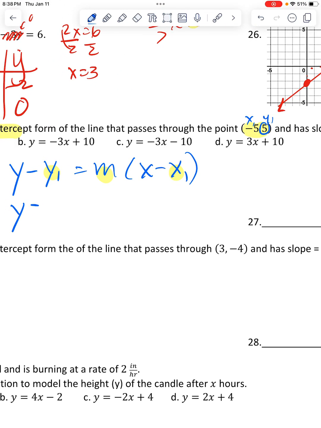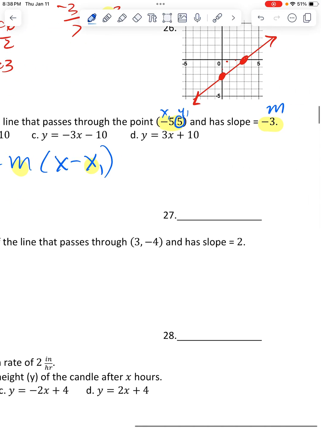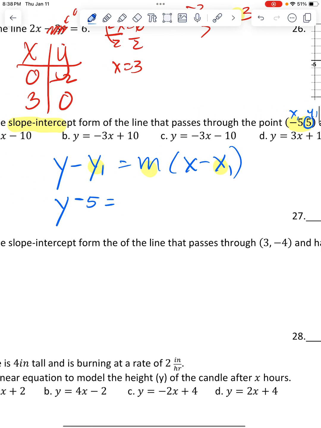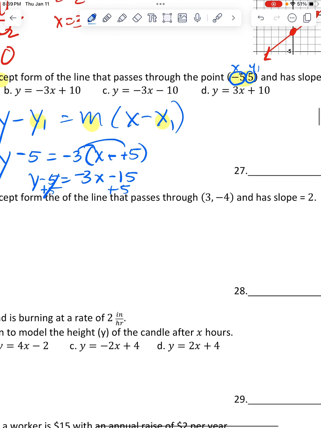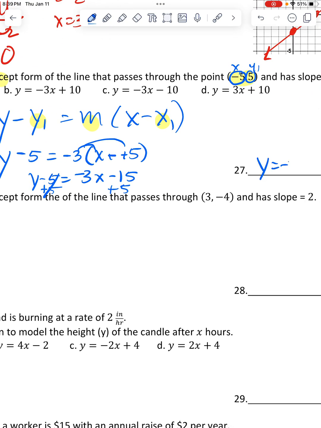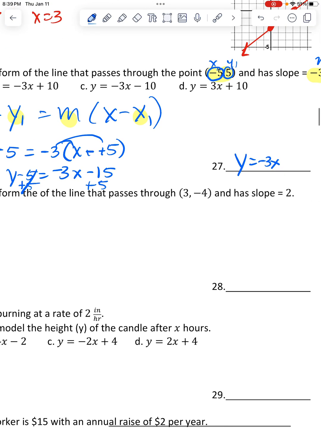And then I would use these two numbers as my x1 and y1. So here I'm going to do y minus y1 equals my slope, which they gave me was -3, times x minus -5, because that was my x value. But that would turn positive. So I get y minus 5 equals, and then distributing here, -3x minus 15. I'm going to add 5, and I get y equals -3x minus 10.